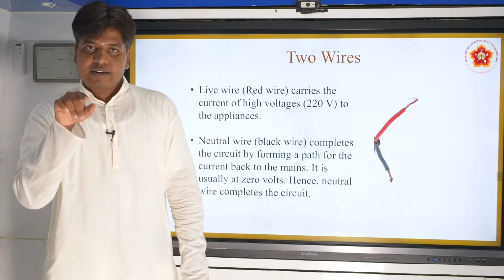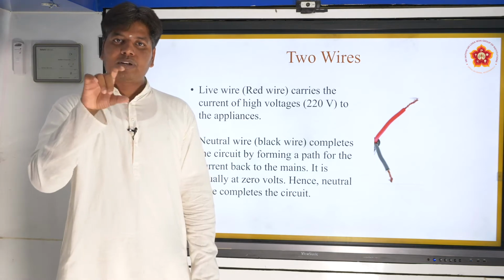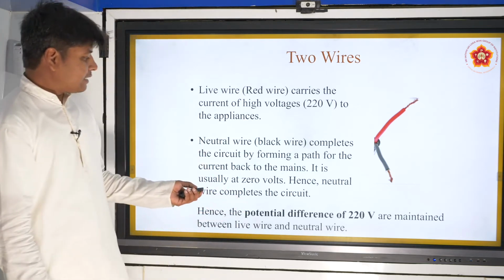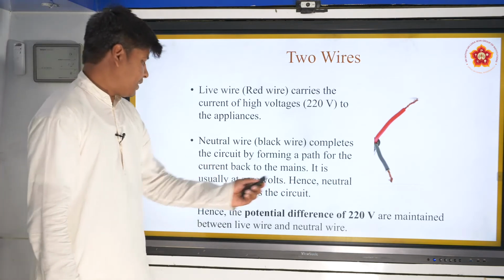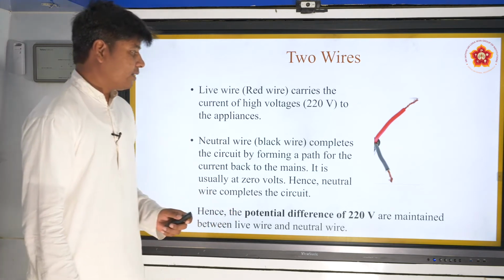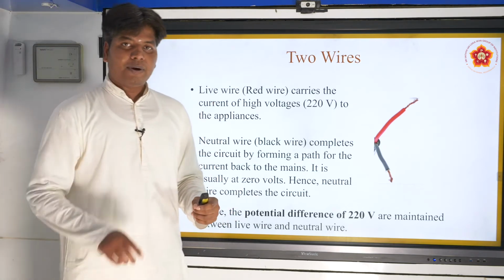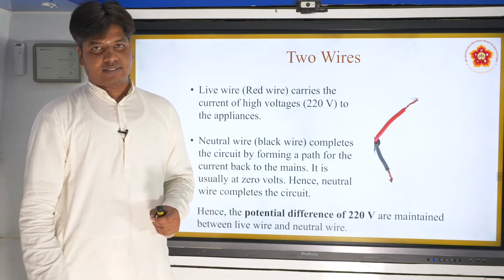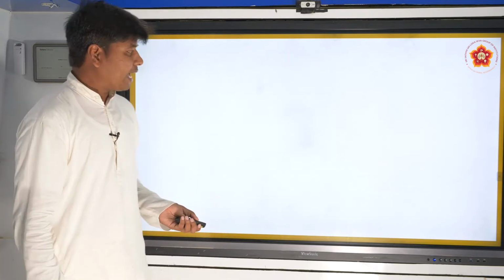Thus, in the alternating current, when it changes the direction, it keeps the potential difference same as 220. So that's what we stated. Hence, the potential difference of 220 is maintained between live wire and neutral wire. Right? So we have two wires, but you see, you have 3-pin plugs. Right? So why do we have that?